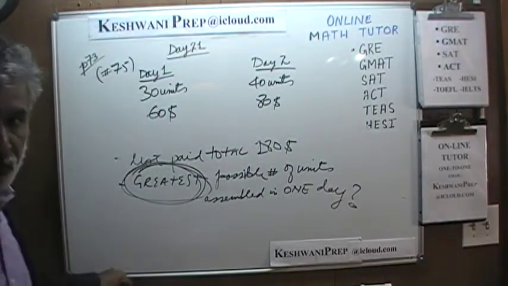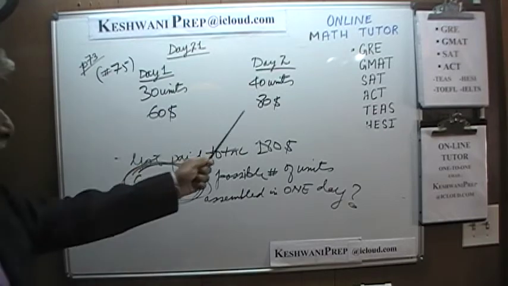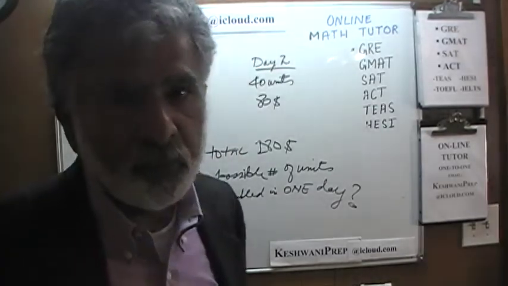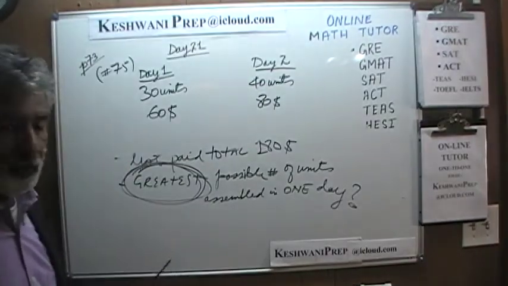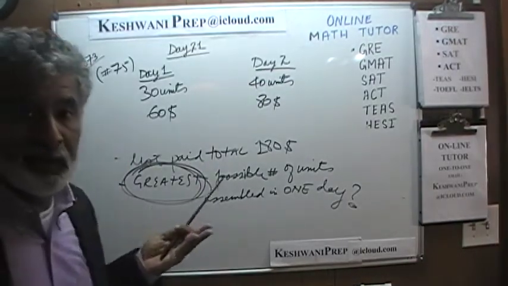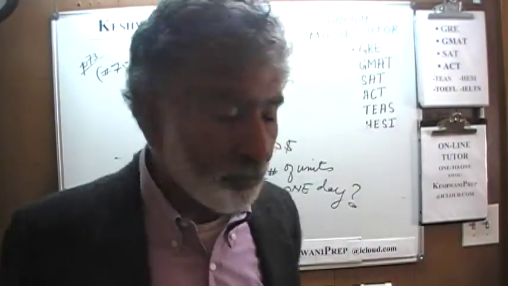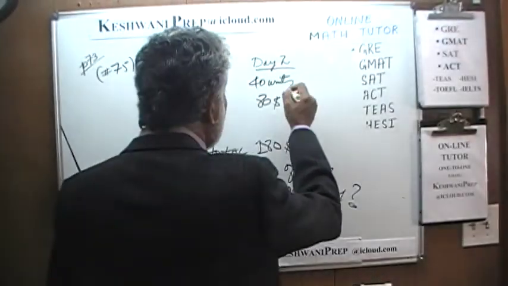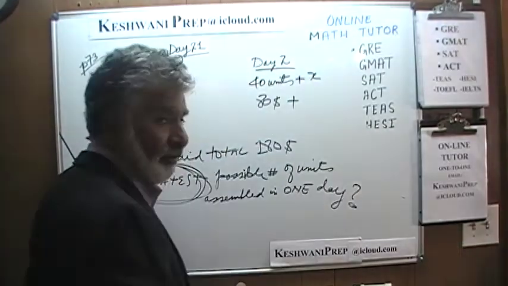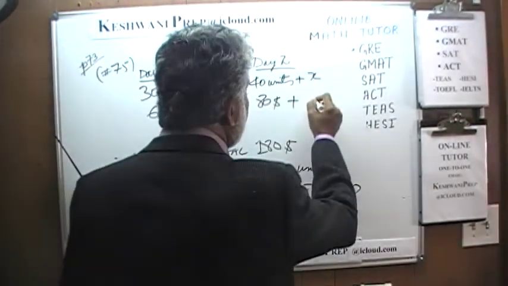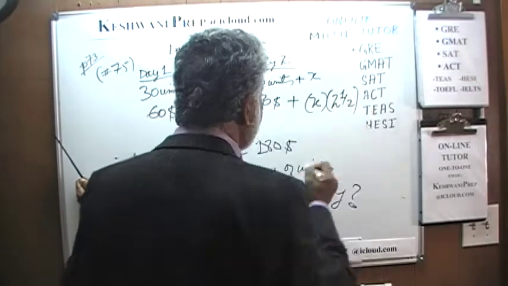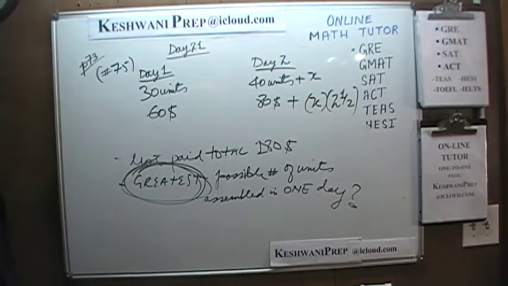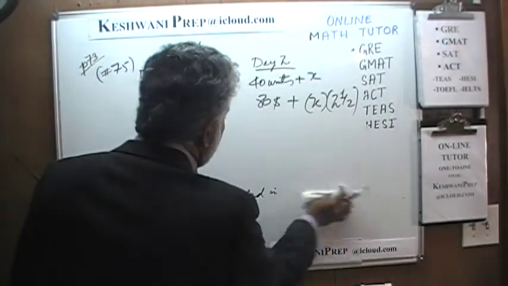As we can clearly see, because it's $2 per unit, 60 plus 80 is only 140. This is only $140. We got paid $180, which means that we must have produced more than 40 units, let's say X units, for which we got paid $2.50. Are you with me so far? And that's all it is.